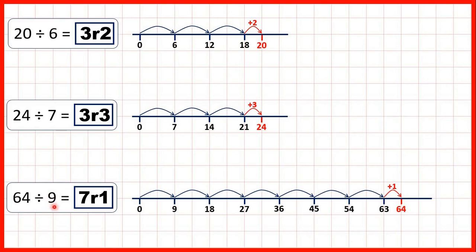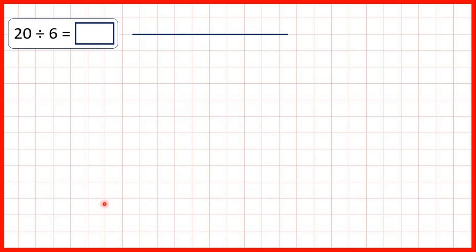Then, for this last question, we needed to think of a number in the 9 times table that's as close to 64 as possible, but not more than 64. That's 63. And because 7 times 9 is 63, we know that we have a 7 before the remainder. Now from 63, we need to add 1 or count on 1 to get to 64, and that's why our remainder is 1.